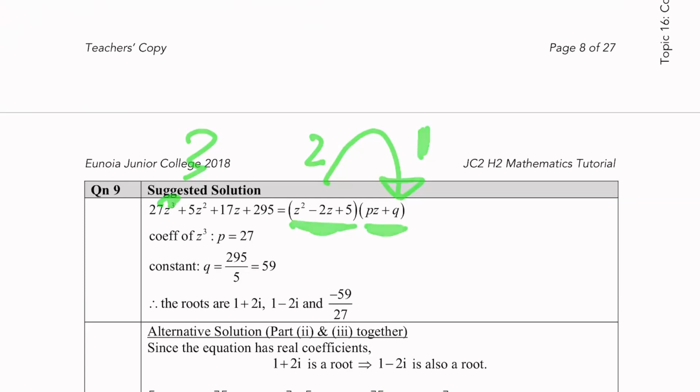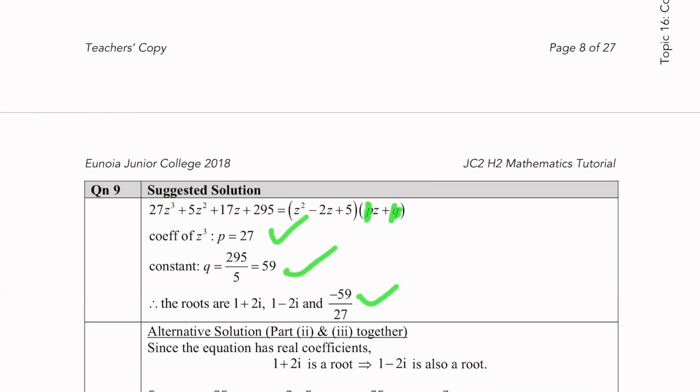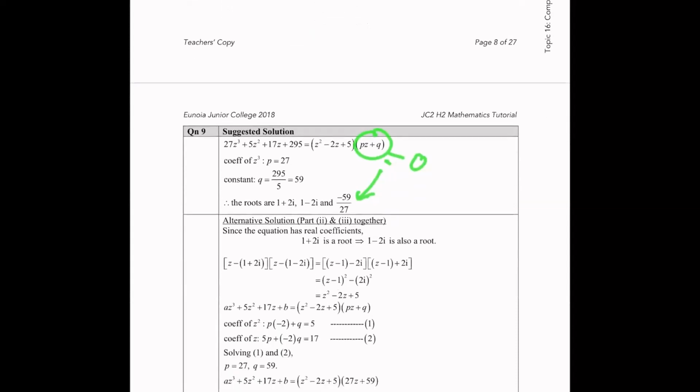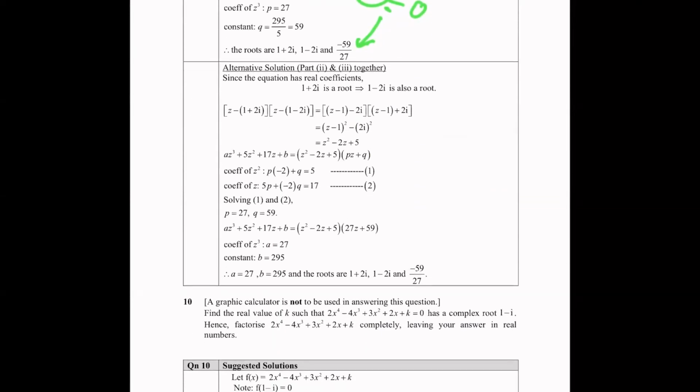But my advice is to use P and Q, not A and B. Don't recycle the symbol. Compare coefficients, and you'll eventually get the correct answer for P and Q. Then you just need to solve this, and you get your third root: negative Q over P, which is minus 59 over 27. Then they gave you an alternate solution here. I won't go through this. You can read on your own.